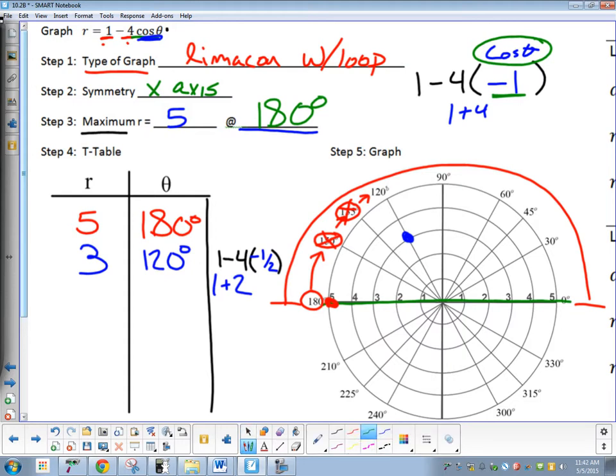Okay, we just did 120. Let's go to 90 next. Should I use 90 degrees? I can do 90 degrees. 90 degrees, we're plugging into that equation. 1 minus 4 times something. What is cosine? What's our x value at 90 degrees? It's 0. I'm looking at the x. At 90 degrees, it's 0. So I plug in 0. I get 1 minus 4 times 0, so 1 minus 0. So what's my radius going to be? 1. So at 90 degrees, I make a dot at 1.